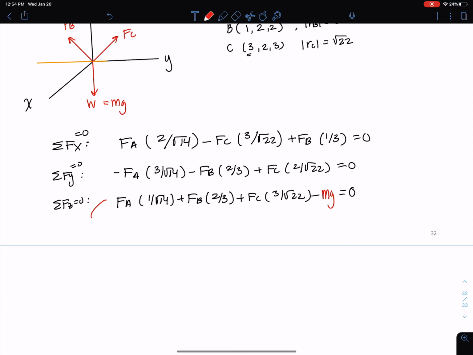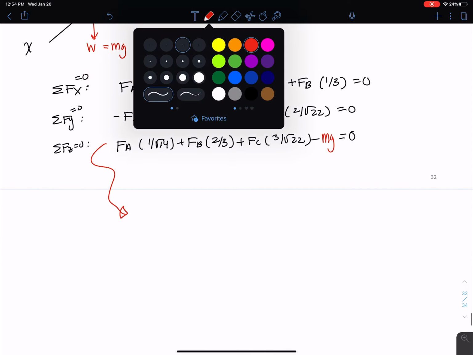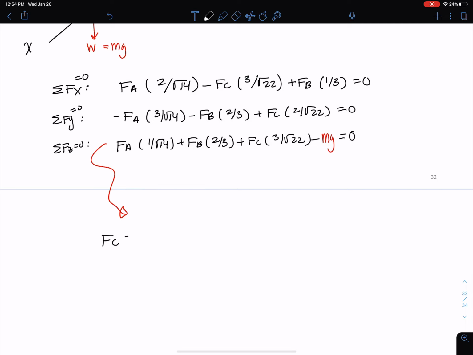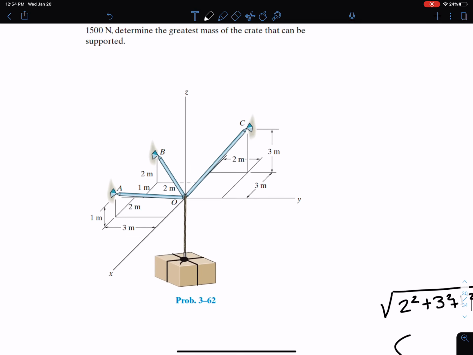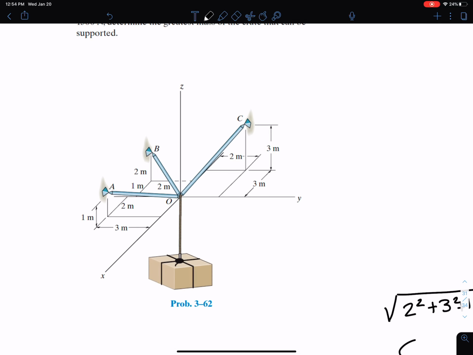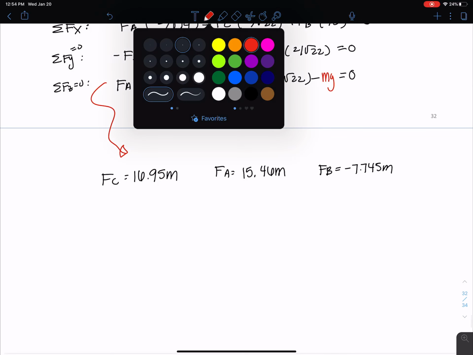And what I'm going to do is solve for each one of these in terms of m now. So if I do that, I can solve for FC as 16.95 in terms of m. I can solve for FA as 15.46 in terms of m, and I can solve for FB as negative 7.745 in terms of m. Now, the link OC here, let's come back to this. Our link OC is the largest force. This has to be our limiting force, right? OC, because we see that that's going to be 16.95 times m. So our largest force here is going to be this one, right? So we know this has to be our limiting force.